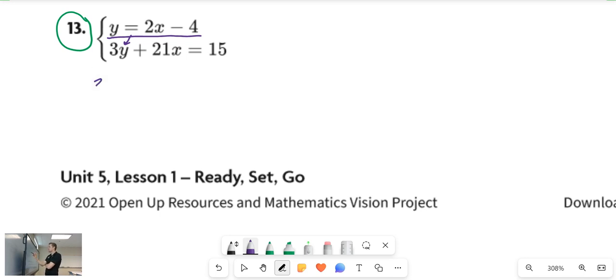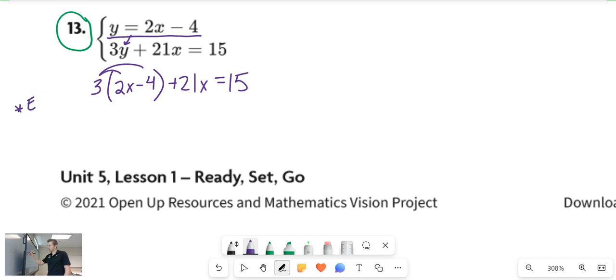So we're going to rewrite this as 3, and then what is y equal to? It's equal to 2x minus 4. 3 times 2x minus 4 plus 21x equals 15. All right, now we're going to distribute this. So it's expanding, right? We're going to expand here.